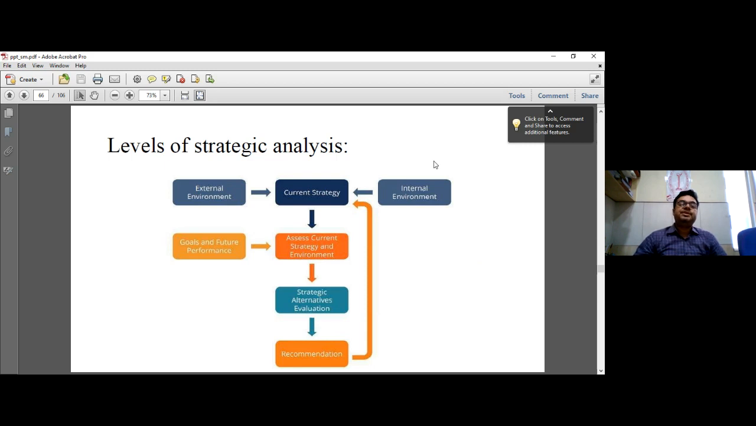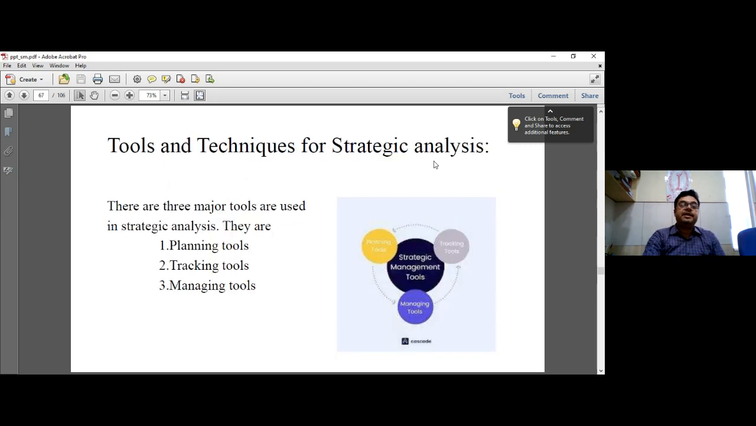The levels in which the strategic analysis operates: external environment to current strategy, internal environment to current strategy, assessment of strategy, strategic alternatives, recommendation, assessments of goals and future performance. Also here is a part of the level of strategic analysis. Planning, tracking and managing tools are all techniques of strategic analysis, which we will do in the next class.